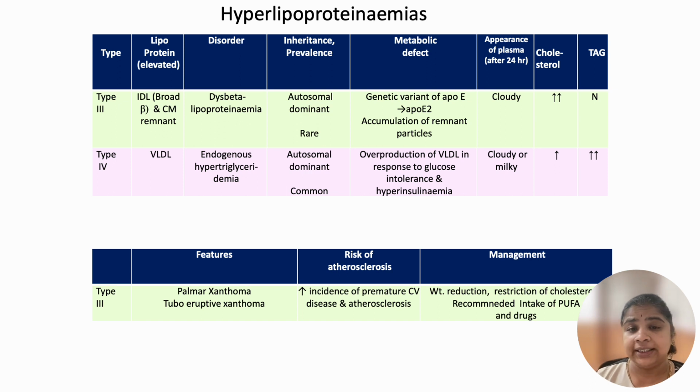Type 4 is due to glucose intolerance or insensitivity to insulin. So, there will be hyperinsulinemia. This is leading to increase in triacylglycerol levels more than the cholesterol levels. So, endogenous hypertriglyceridemia.